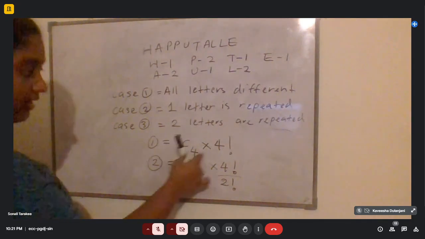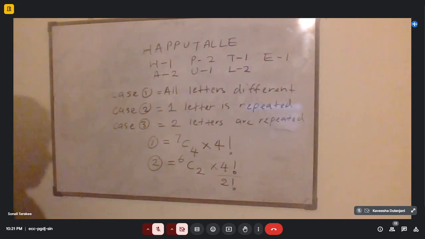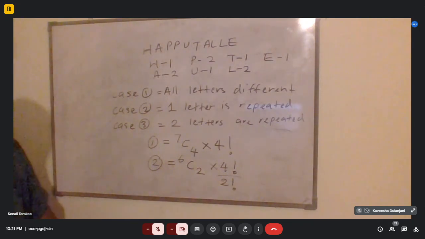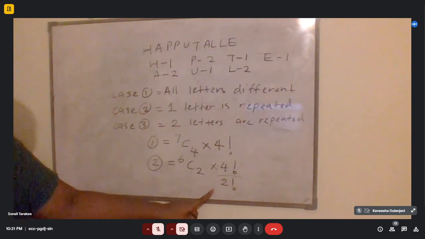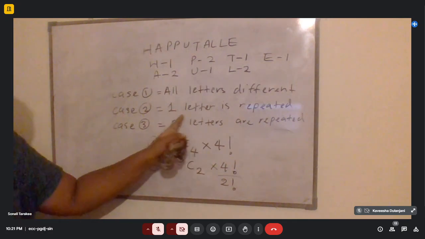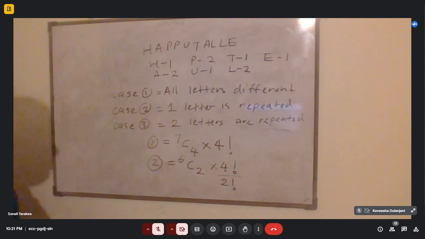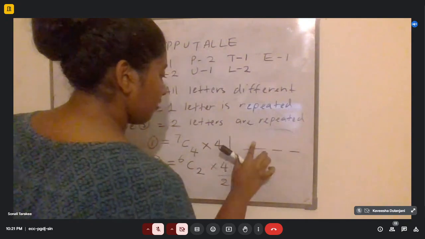Now, you will understand that one when you get 2 letters repeated. So 6C2 into 4 factorial is for the number of positions for each letter. And the division by 2 factorial is because one letter is repeated. That's it, no combinations. We have 4 possible ways.